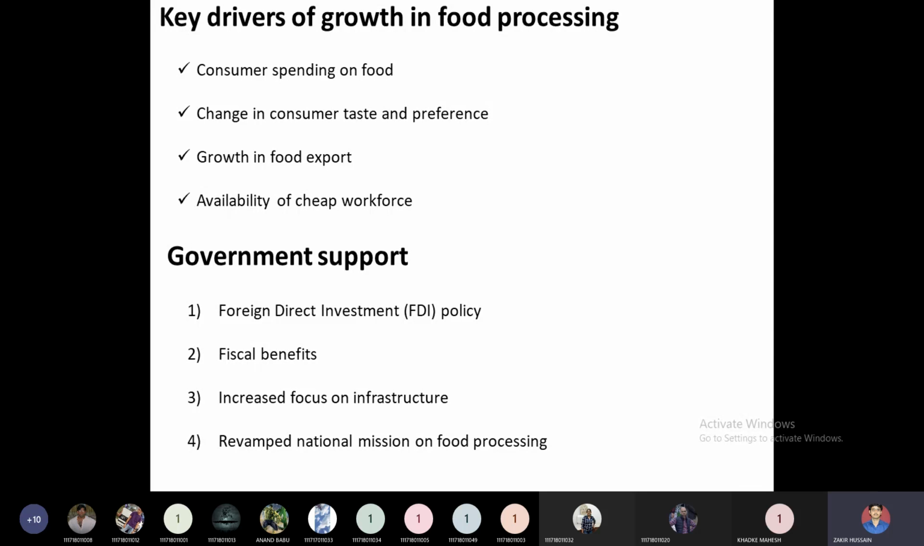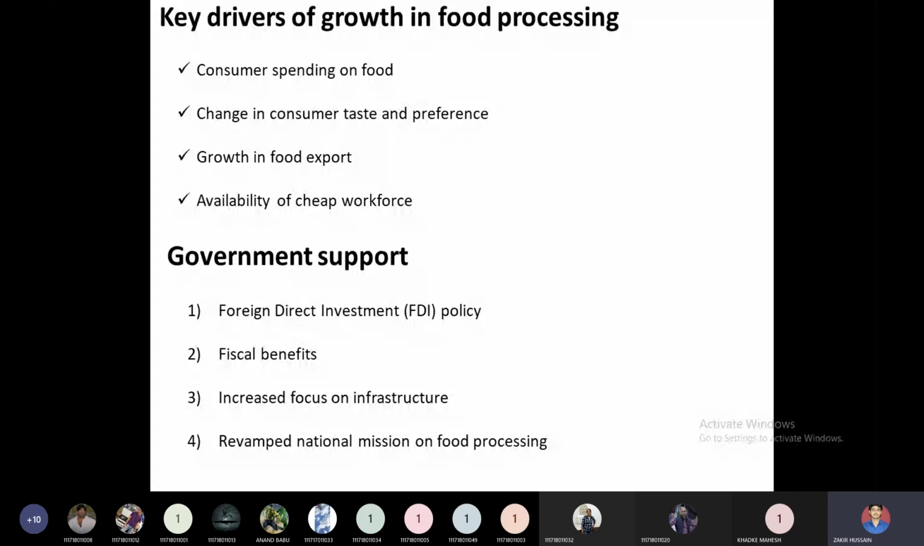Then the availability of a cheap workforce. We have the advantage of a cheap workforce here, but a lack of skilled manpower. If you can increase skills in the food processing sector, that manpower will be skilled. The cheap workforce is the basic strong point for India, but the lack of skilled manpower is the drawback. If you have many courses in colleges for the food processing sector, it will increase the skilled manpower so that industry can have direct access to it.